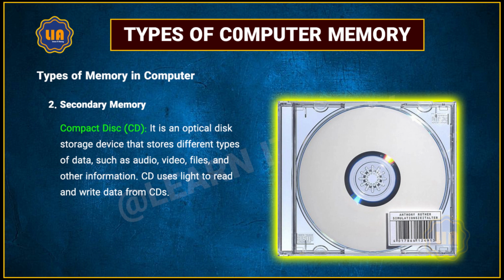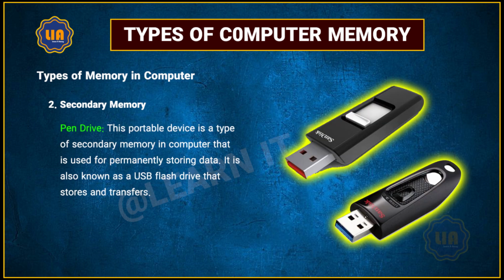Compact disc, CD. It is an optical disc storage device that stores different types of data, such as audio, video, files, and other information. CD uses light to read and write data. Pen drive. This portable device is a type of secondary memory in computer that is used for permanently storing data. It is also known as a USB flash drive that stores and transfers.